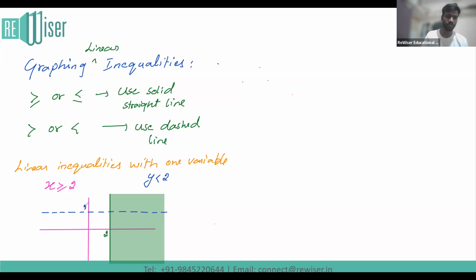So this is what is 2. It has to be a dashed line, and it has to be something which is below this dashed line. And this is the region. And if I talk about the common region which satisfies both of these inequalities, it has to be this one. This would be the feasible region for both these inequalities. Now, this is how we graph linear inequalities with one variable.